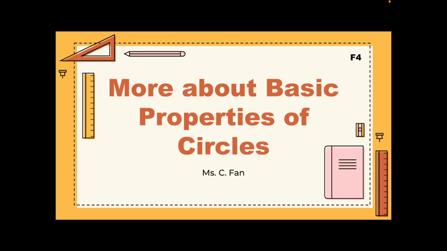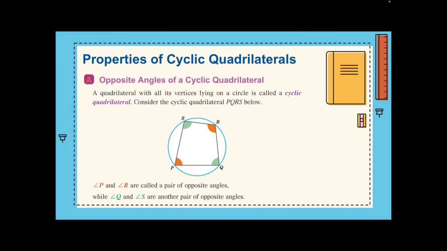So today we'll look at Book 4B, Chapter 12, more about basic properties of circles. So let's look at cyclic quadrilaterals first. This term, you have come across in some of the questions from the previous chapter. So today we'll look into this.